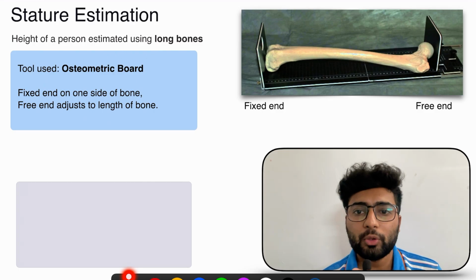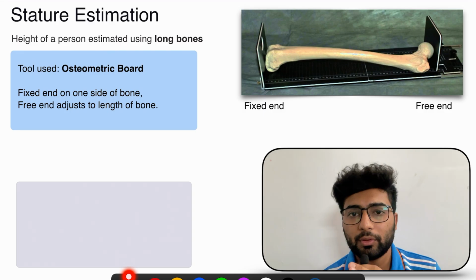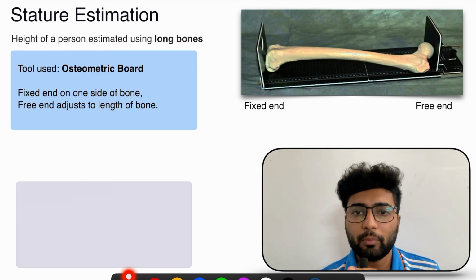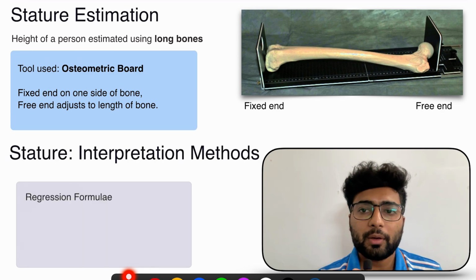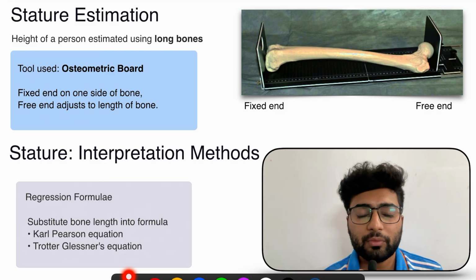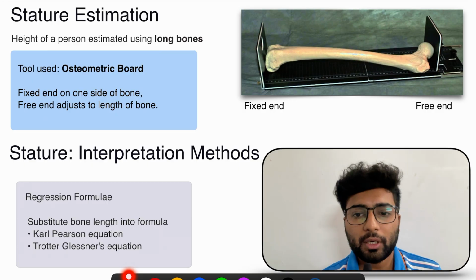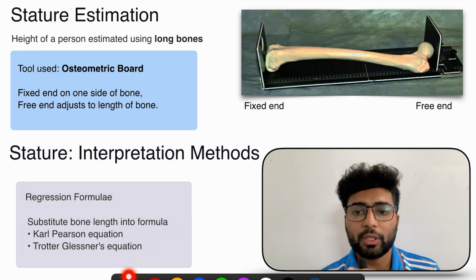The osteometric board has two hands. One is fixed and the other is free, which can adjust according to the length of the bone. So from this osteometric board we will first measure the length of the bone. Now we will put this length in some formulas which are called regression formulas, which are Karl Pearson and Trotter-Gleser formula.